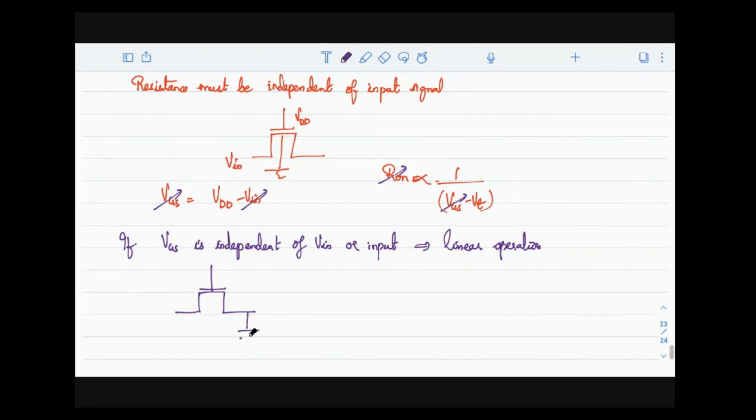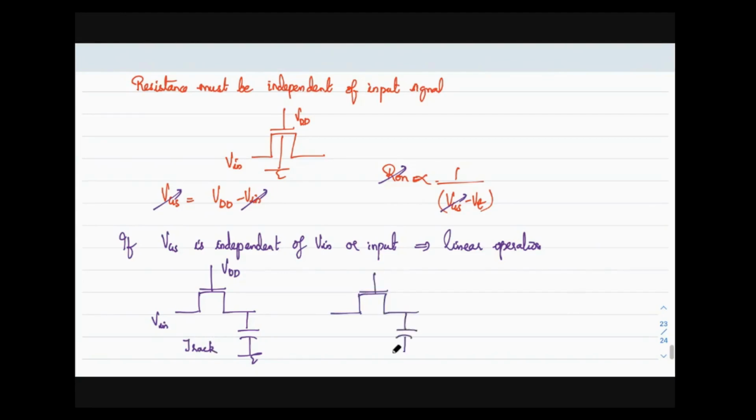Look at this scenario. What I need during the track or sampling phase is this, and in the hold phase, what should happen? Yes, this is Vin. In the hold phase, your gate should actually go to ground. Only during the sampling phase, if you can make your gate connection VDD plus Vin, that will work, right?